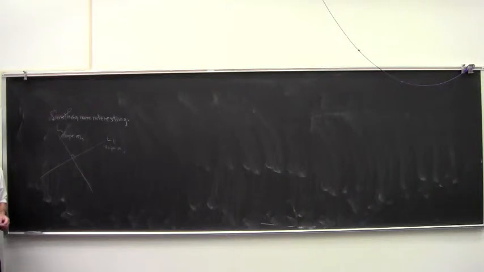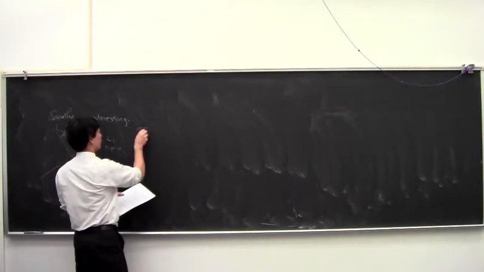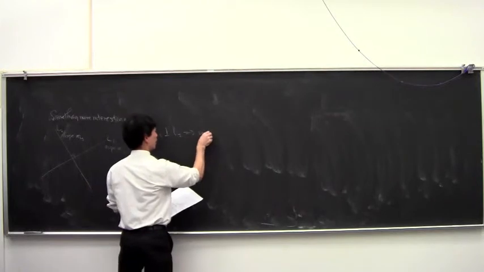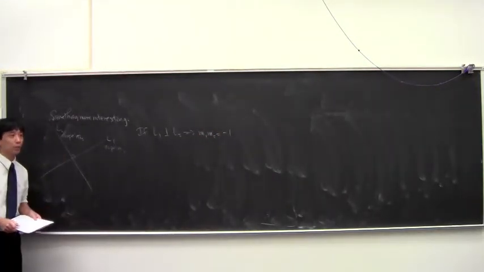Does anyone know this relation, Mariah? M2 is negative 1 over m1. Okay. So if L1 is perpendicular to L2, then the product of the slopes is negative 1.